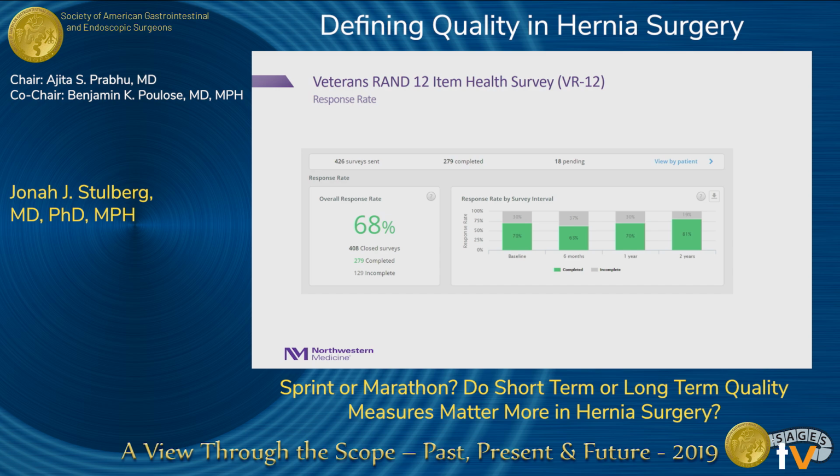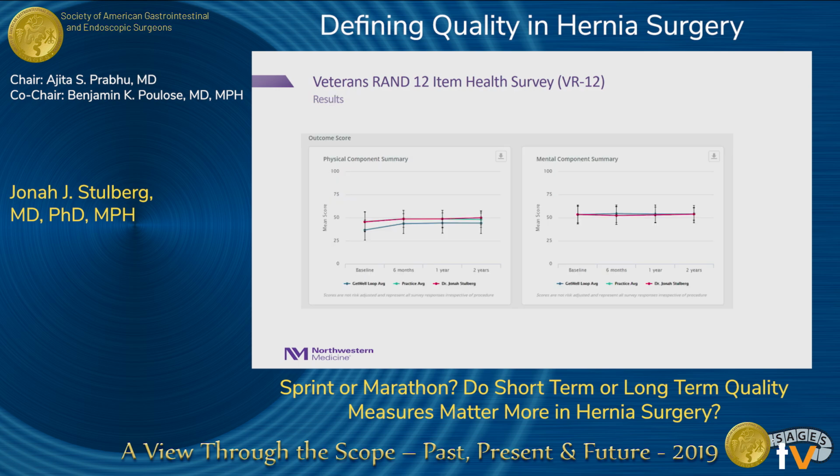But furthermore, once they have this and it's downloaded, I ask them functional quality of life questions. You can see that at 6 months, 1 year, and 2 years. I have an 81% response rate at 2 years for functional outcomes, 68% overall. 426 patients have received that survey. And then here are the data. I can just draw the curves, and it does it for me.